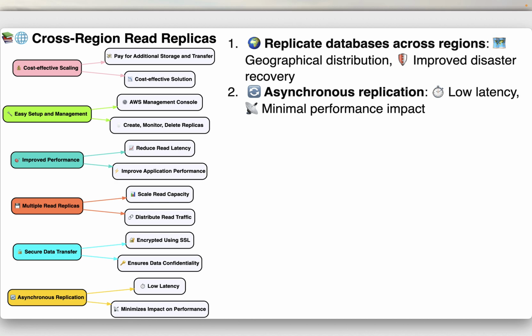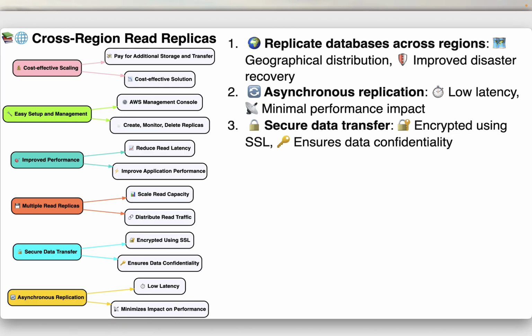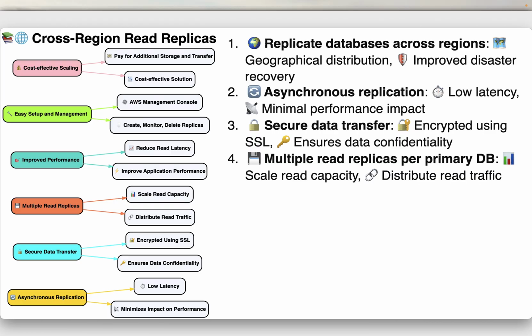Second, asynchronous replication with low latency. The replication process is asynchronous and operates with low latency, ensuring that the read replicas are kept up to date with the primary database while minimizing the impact on performance. Third, secure data transfer using encryption. Data transferred between the primary database and the read replicas is automatically encrypted using SSL, ensuring the security and confidentiality of your data.